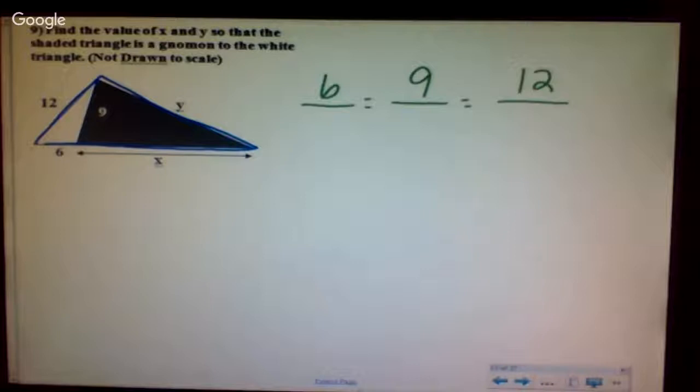What's my small side? The 12. Now that I've added this chunk on, 12 has now become my small side, so it goes under 6. Then Y is my middle side, then 6 plus 6. And this side here has this little chunk of 6 and this X, so this is actually 6 plus X.